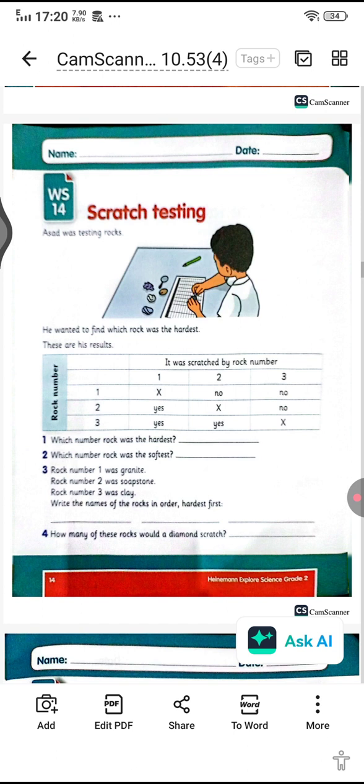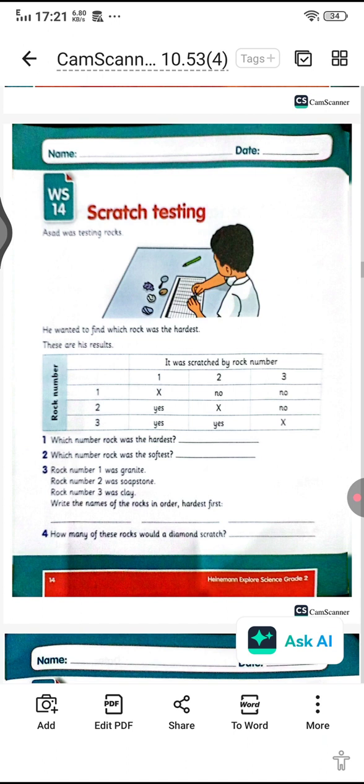Which rock was the hardest one? Rock number 1. And which rock was the softest one? Rock number 3. And rock number 1 was the granite. Rock number 2 was the soapstone, and rock number 3 was clay.